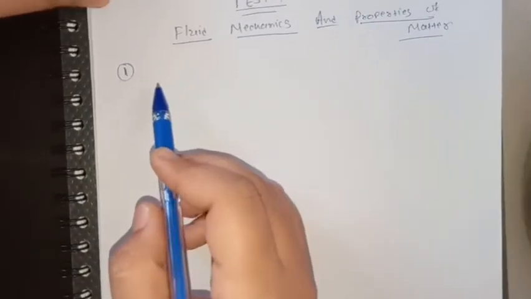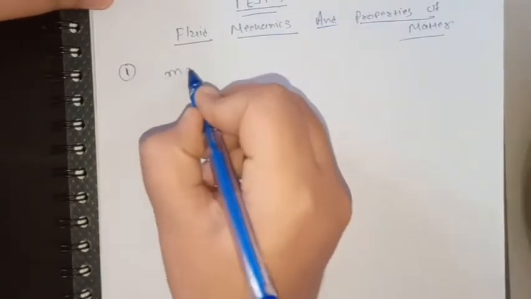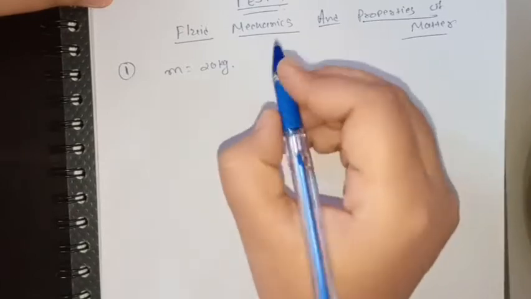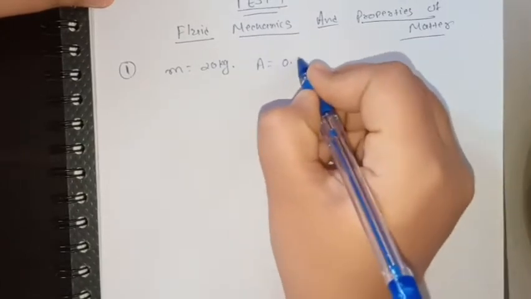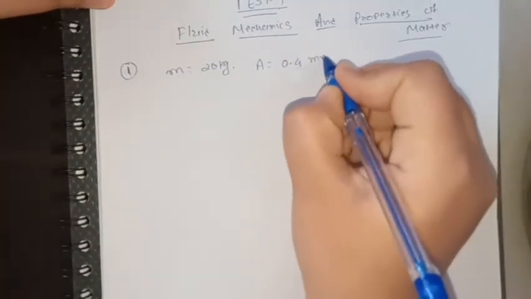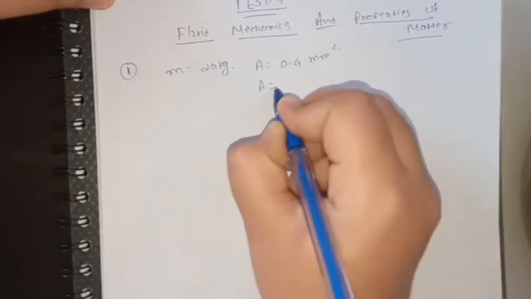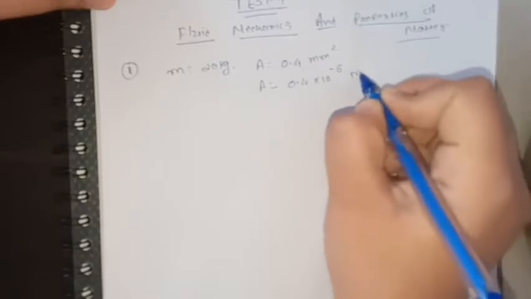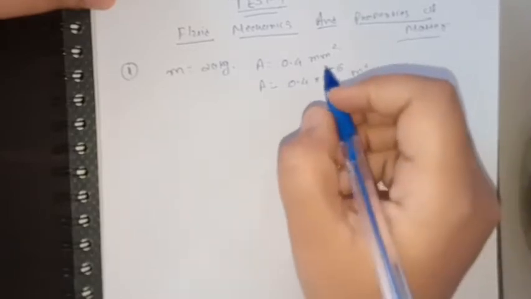In the first question, it is given that a 20 kg load is suspended by a wire of cross-sectional area A, that is 4.4 millimeter square. Converting it in SI unit, 0.4 into 10 power minus 6 meter square. What will be the stress produced?